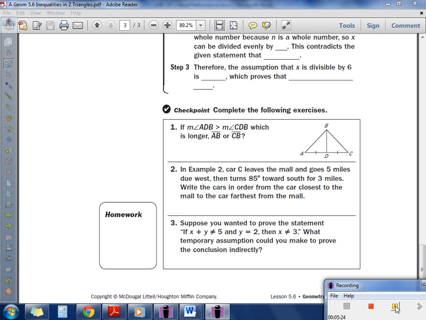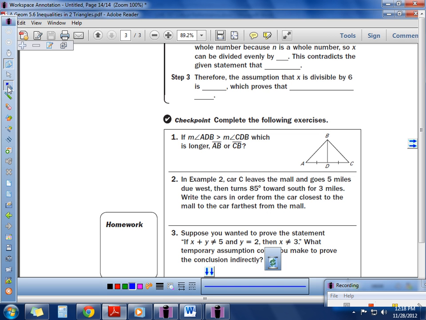All right, checkpoint number 1. It says measure of angle ADB is greater than measure of angle CDB. So ADB is bigger, so I'll put 2 marks, than CDB. ADB is bigger than CDB. Well, compare that to the side across from it. So that's AB, and that's BC over here. Well, if this angle is larger, then this side is longer or bigger. So AB is the longer side.